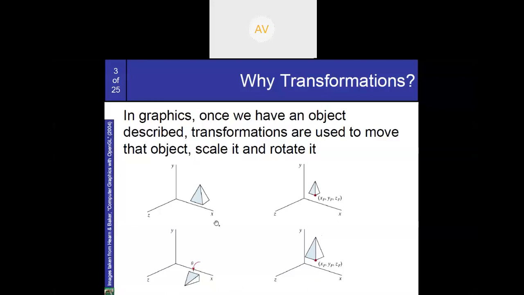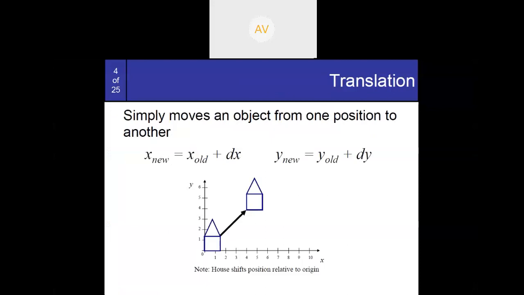See the objects, why transformation is needed: for moving the object from one position to another. For increasing or decreasing the size of the object, we will use scaling. And if you want to rotate the object, rotation type of transformation. Translation simply moves an object from one position to another. This is called translation.